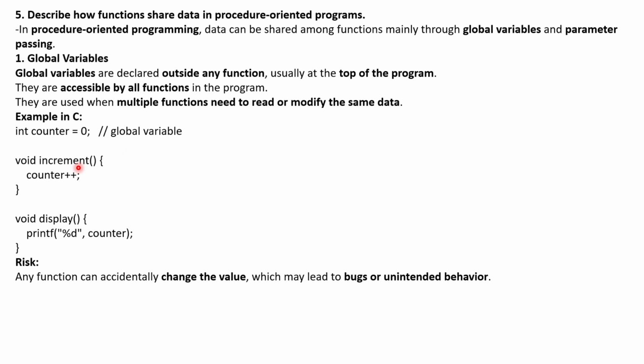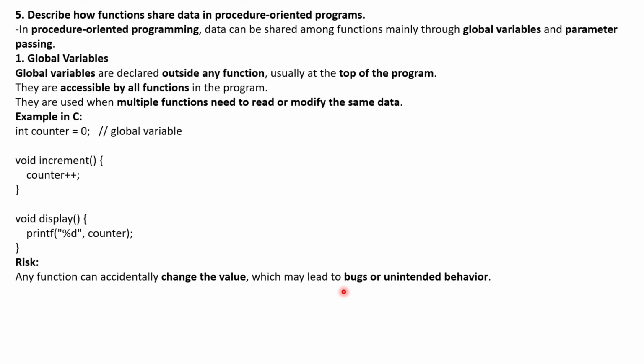That is the global variable that has been declared outside the function. We take a function void increment with counter++, and another function void display, which prints the counter. There is a risk that any function can accidentally change the value, which may lead to bugs or unintended behavior. So let's see how this works.